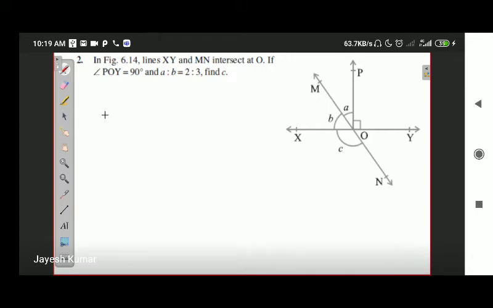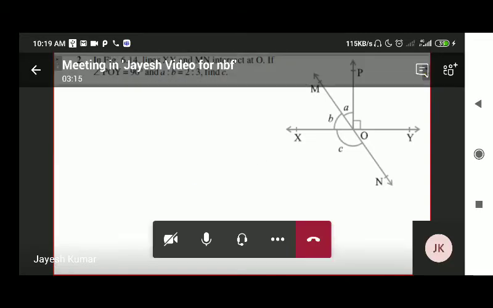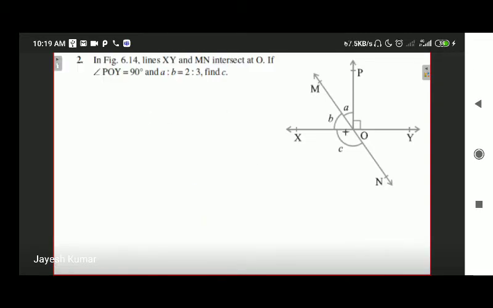Question number 2 is, in the given figure 6.4, lines xy and mn intersect at point O. This is the point of intersection of both the lines. One is xy and the other one is mn.